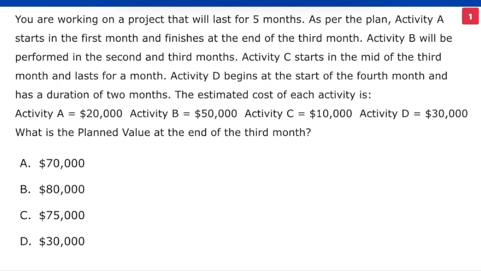The estimated cost of each activity is: Activity A $20,000, Activity B $50,000, Activity C $10,000, Activity D $30,000. What is the planned value at the end of the third month? A $70,000, B $80,000, C $75,000, D $30,000. Please pause the video and try this problem.